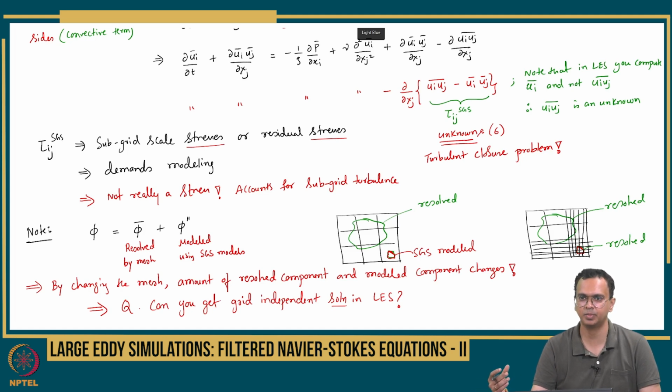If the DNS mesh is, let's say, 100 million, that requires a supercomputer. If you're able to do the same case using a 5 million mesh, that you can do on your desktop or laptops today, right? So 100 million, 5 million. With the 5 million mesh, you can get reasonably good results. Why not? That is the idea. So the answer here, can you get a grid independent solution in LES? No.